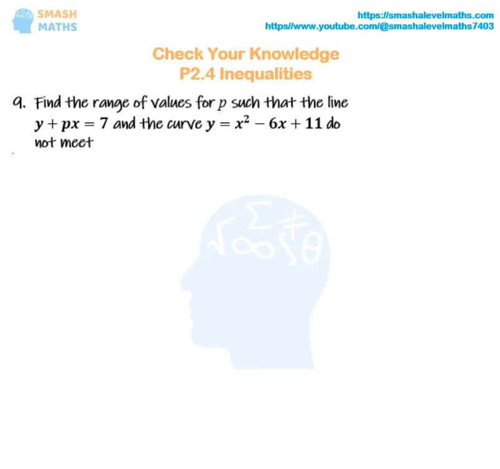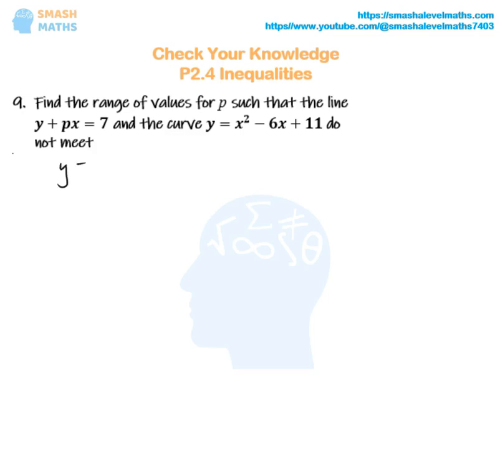Okay, so we've got an equation of a straight line, y plus px equals 7, and we've got a quadratic curve, y equals x squared minus 6x plus 11, and we're told they're not going to meet. But let's proceed in the first instance by just treating these as simultaneous equations, and let's see what we can do to solve it, and then we can worry about the "do not meet" bit after that.